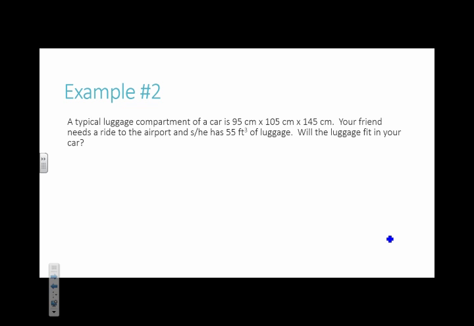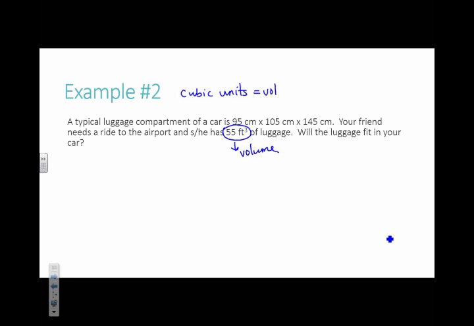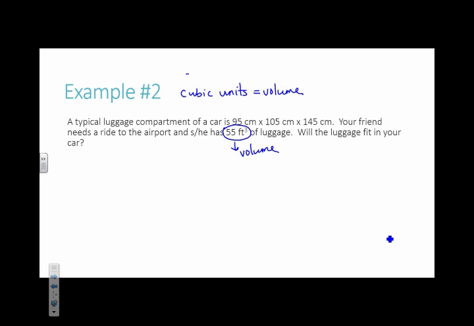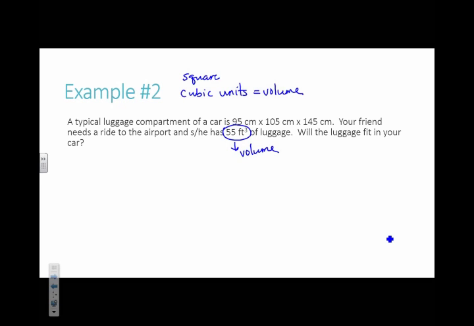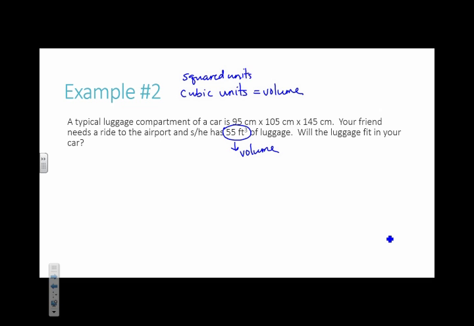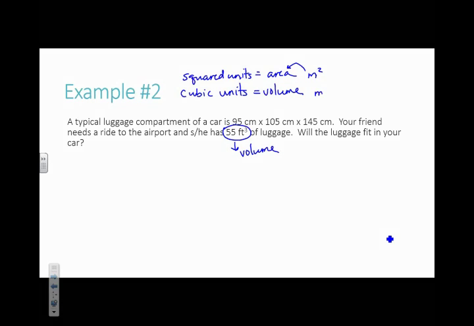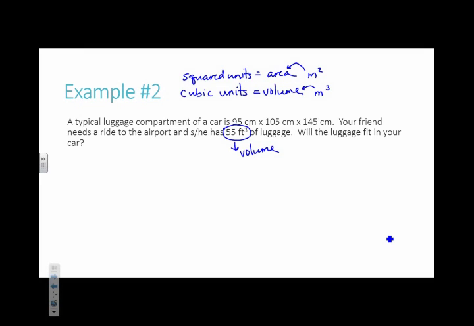So the first thing we want to do is notice that cubic feet is referring to volume. In fact, any cubic units are always going to tell us, hey, that's volume. If I had a squared unit, that would be, any thoughts? That would be area. So if I had meters squared, that would be talking about an area of something. But if I have cubic units, like meters cubed, that's talking about the volume of something.